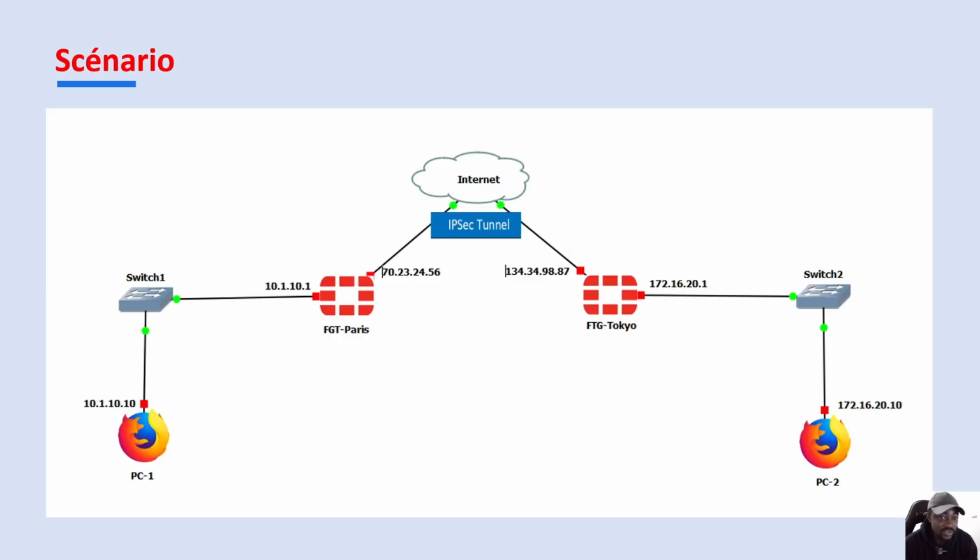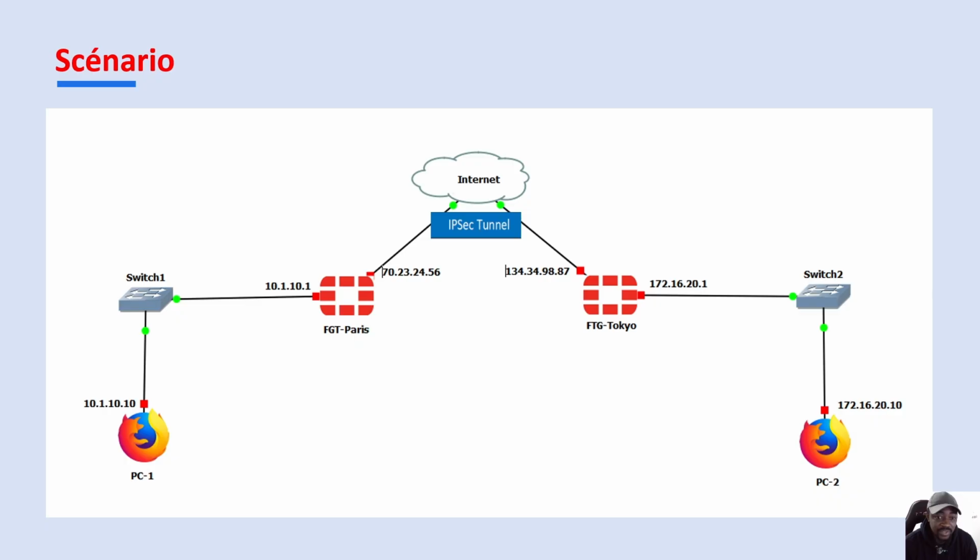So here is the scenario of the practical that we are going to do. Here we are going to have two remote sites, one FortiGate in Paris and the other one in Tokyo. So we'll see how to establish an IPsec tunnel between the two firewalls so that someone or a workstation from the Paris subnet here will be able to join the subnet that is in the other part in Tokyo.